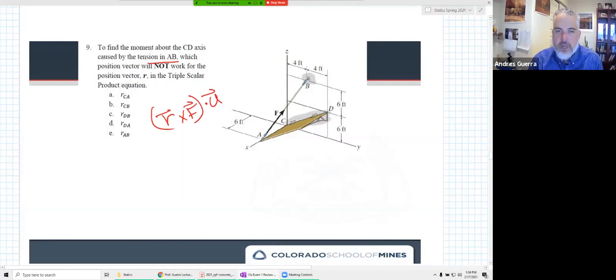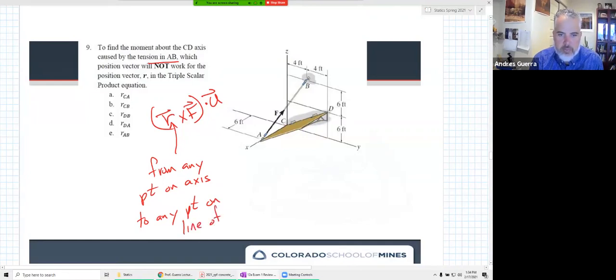Well, remember, when we're doing this, R can go from any point on the axis to any point on the line of action. So the axis is C to D. So we can go from any point on C to D to any point on the line of action. So that would be those two, or we could do from there to there and there to there. So any one of those position vectors is going to work.